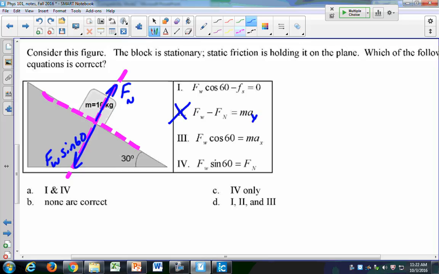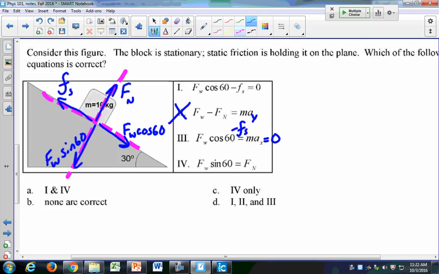Let's look at 3. Fw cosine 60 equals max. Okay, that's sort of right, because Fw cosine 60 is in the positive x direction, but it's leaving out the static frictional force, which is Fs. So it left out that. In order to make this right, you would say Fw cosine 60 minus Fs, and it would be okay to have max, or you could have it equal to 0.